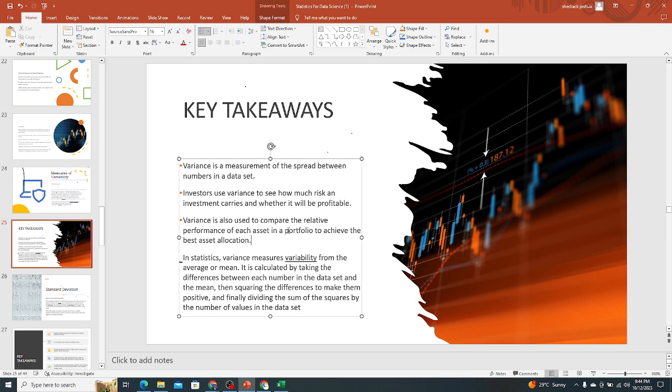So in statistics, variance measures variability from the average or the mean. It is calculated by taking the difference between each number in the dataset and the mean, then squaring the difference to make them positive, and finally dividing the sum of squares by the number of values in the dataset. Yeah, so basically that's about variance.